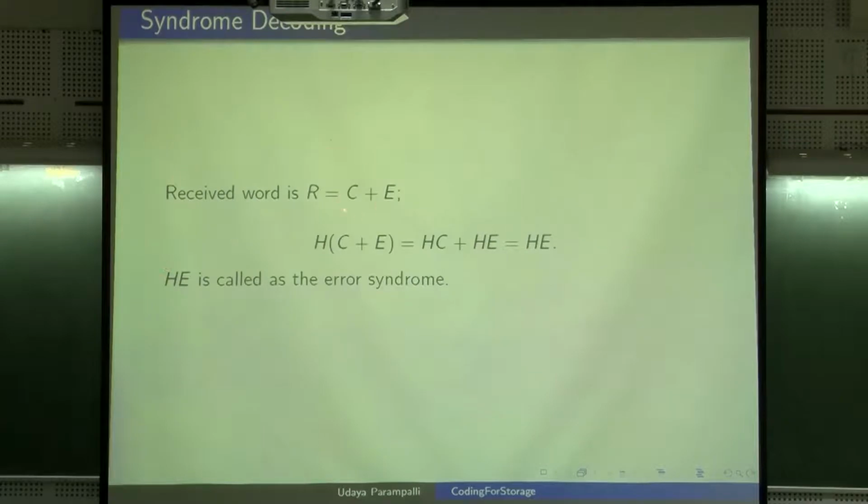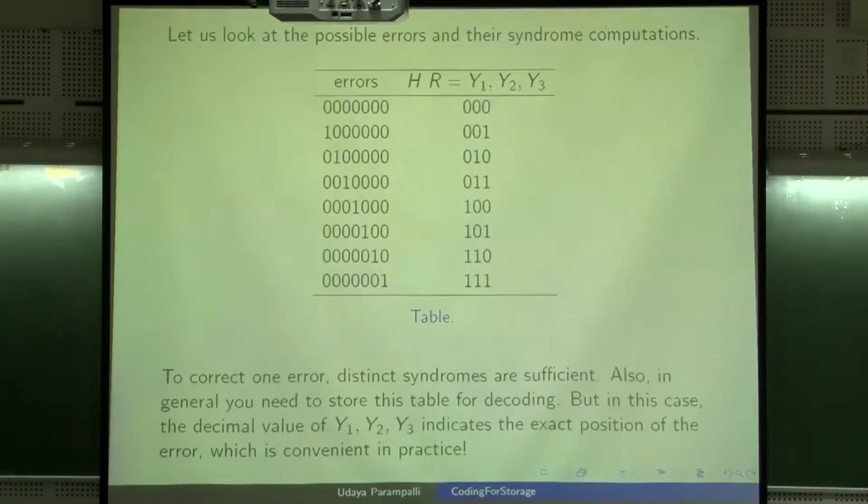The received word now happens to be the code word plus the error word. Then you check the received word: H times (c plus e) is the same as H times c plus H times e. We know that H times c is 0, because H is chosen to be a parity check matrix and all the code words give 0. So what you get is an error syndrome.